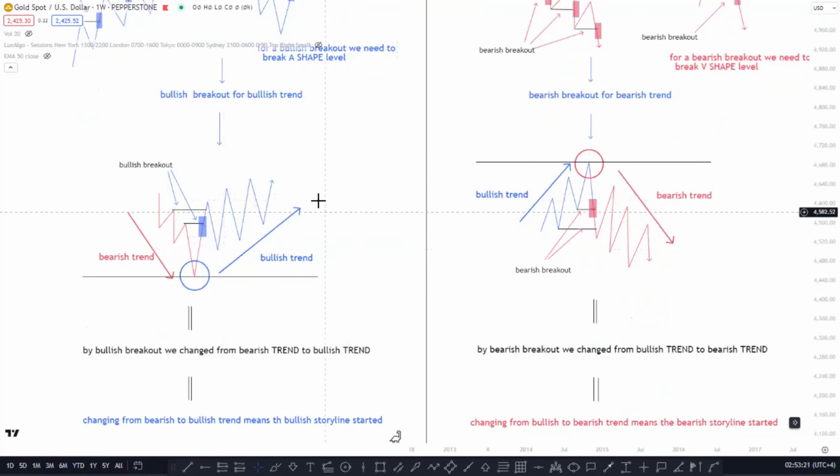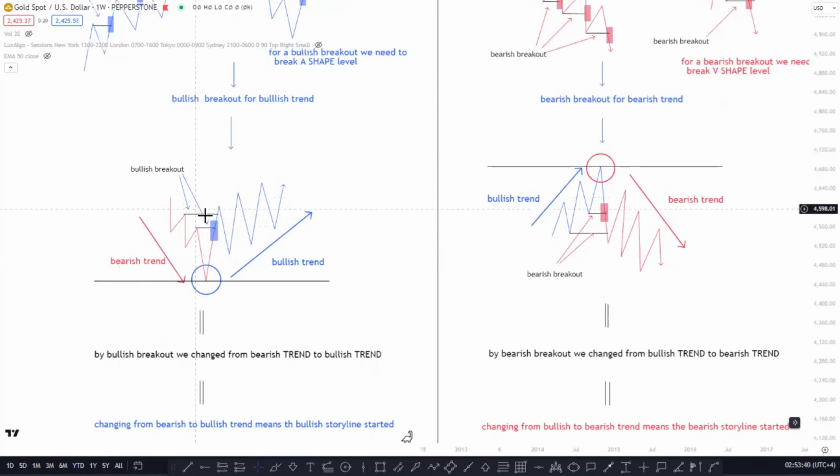Now, imagine we are in a bullish trend. What changes this to a bearish trend? It's when the price breaks the last higher low before touching our fresh level. Okay, and what changes a bearish trend to a bullish trend? It's when the price breaks the last lower high before the price touches our fresh level.